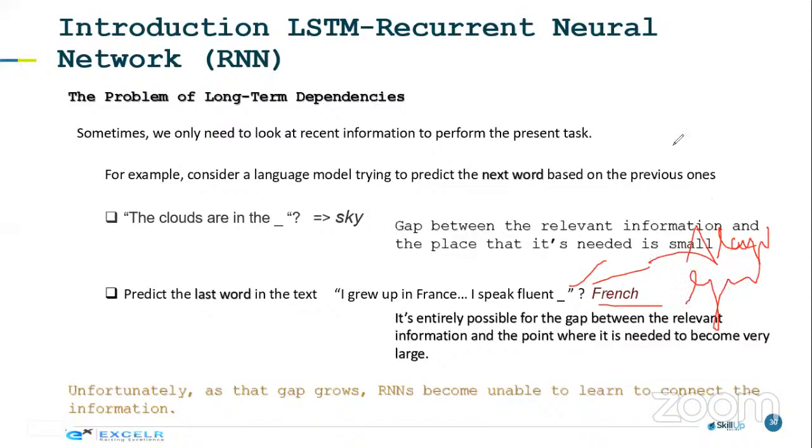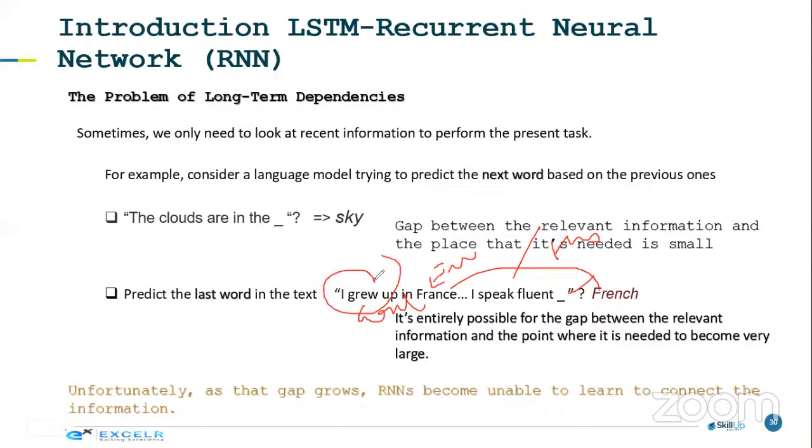So that is the beauty of guessing this word. Guessing the next word, French, requires understanding of the entity and also the thoughts and the context. So "I grew up" is the context that I lived there. I grew up there, I lived there, and that's how I can understand or speak fluent French. So whenever the gap is very huge, where the information is needed, it becomes very large.